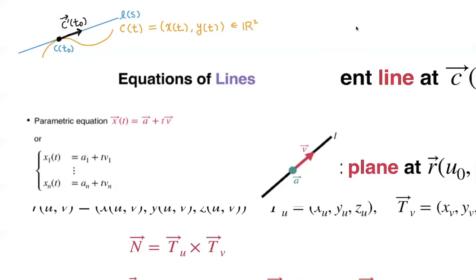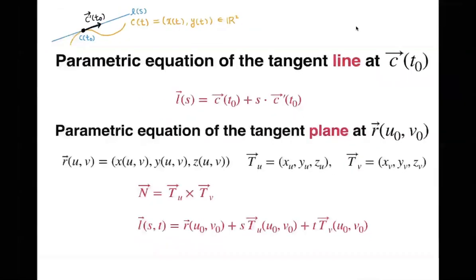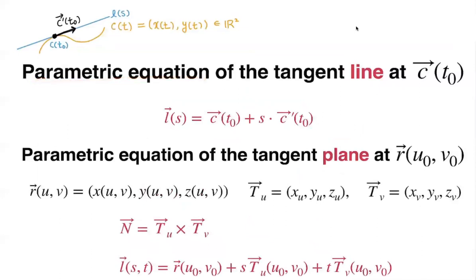And as you can see, we know that the point c of t0 lies on L of s. So we can say that the parametric equation is given by one point, c of t0, plus our variable s times our vector c prime. So the parametric equation is c of t0 plus s times c prime t0. This is the parametric equation of the tangent line at one point.